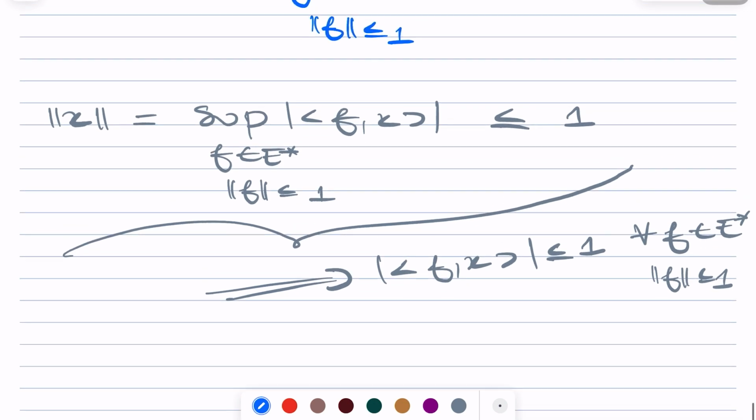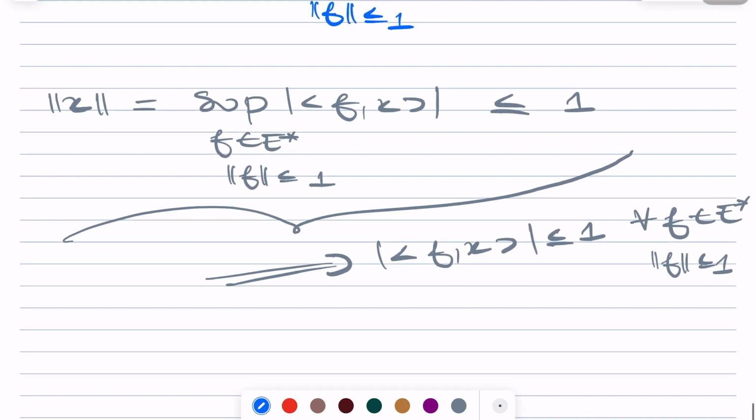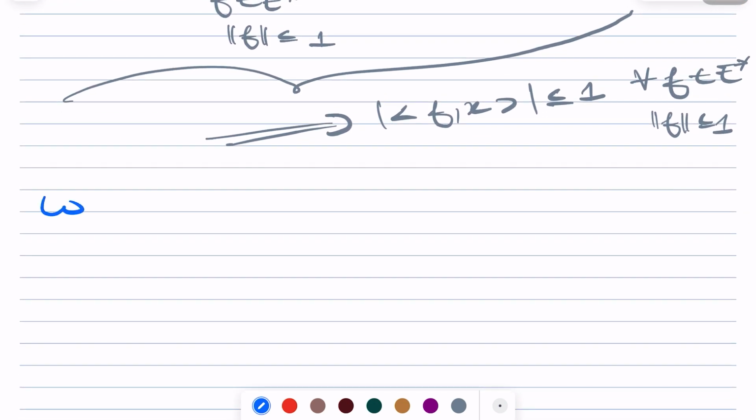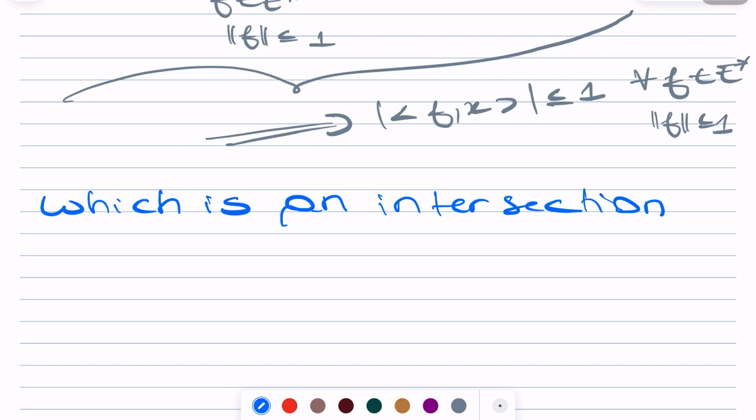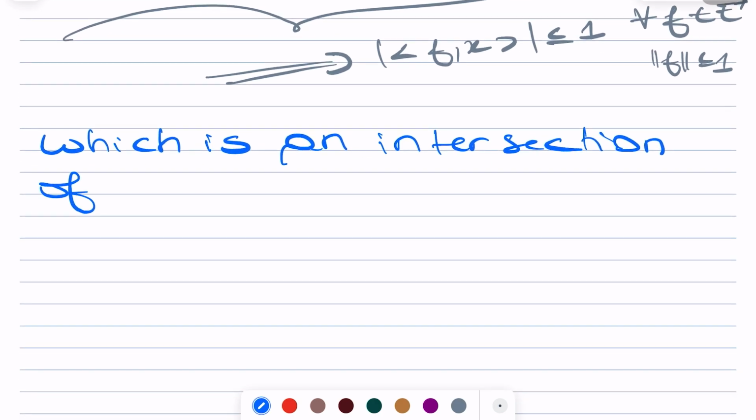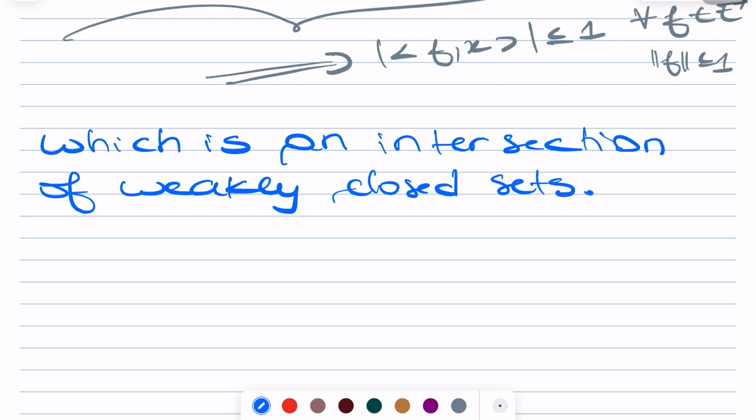So B is equal to the intersection, which is an intersection of weakly closed sets. Okay, good.